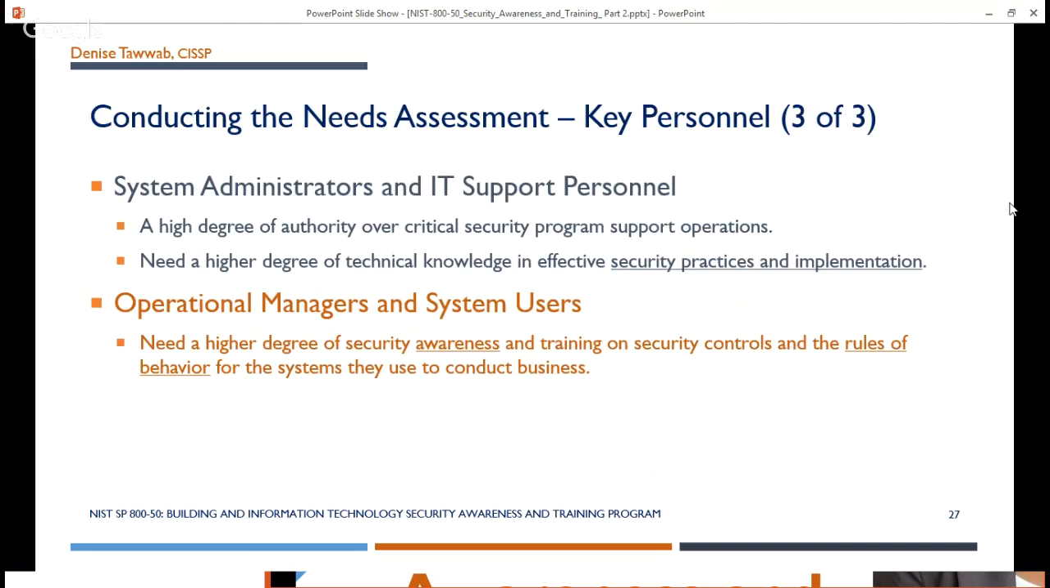System administrators and IT support personnel, when you're doing the needs assessment, they're going to need a high degree of authority over your critical security program support operations. And they also need a higher degree of technical knowledge in effective security practices and implementation. So these are your most technical personnel. Then you have operational managers and system users. These folk need a higher degree of security awareness and training on security controls and on the rules of behavior for the systems that they use in the course of the business day.